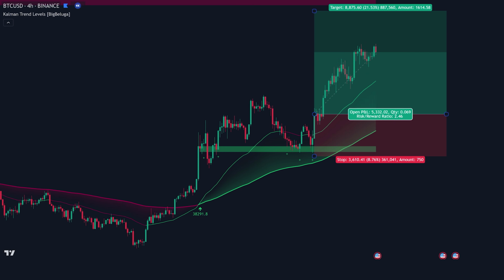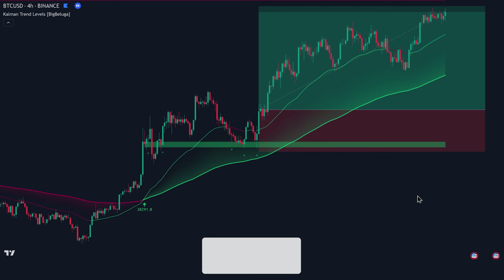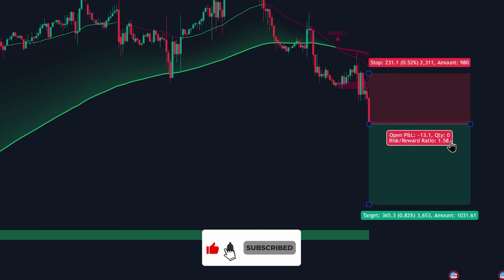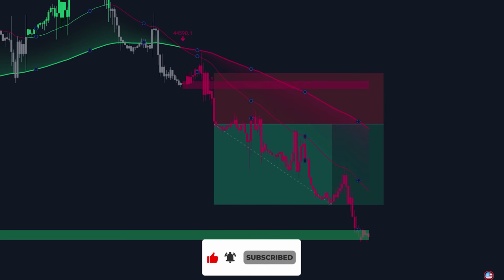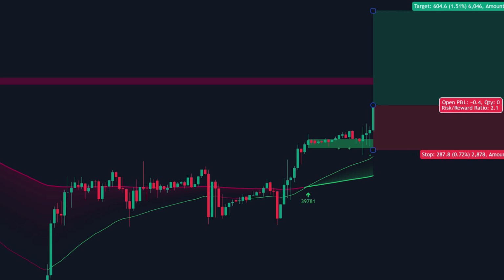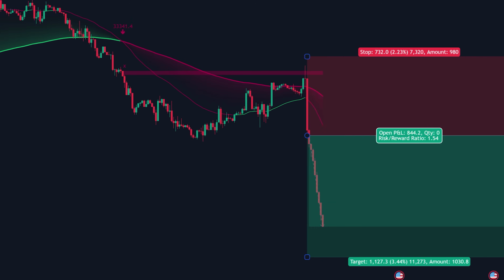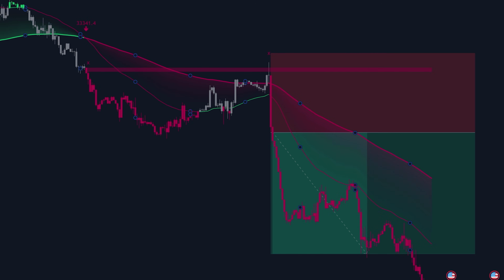And that wraps up our overview of the Kalman Trend Levels indicator. This free tool helps you spot trends, find support and resistance, and make confident trading decisions. It's simple to use and works great for identifying retests or breakouts. Give it a try and improve your trading today.